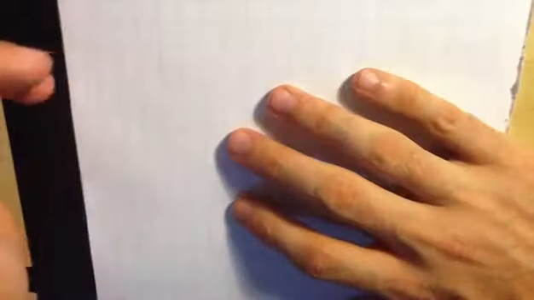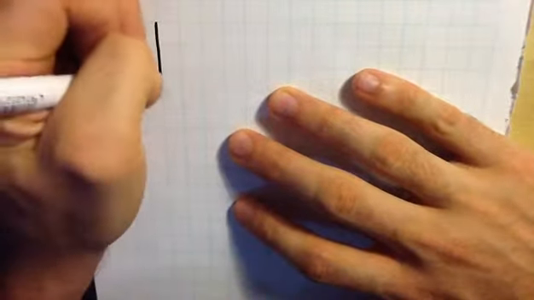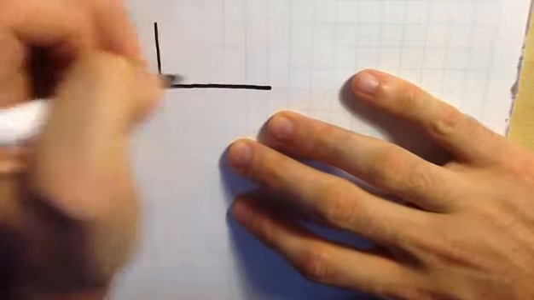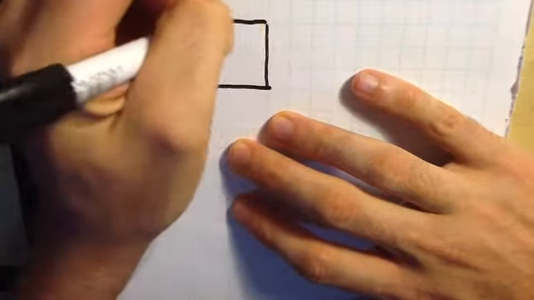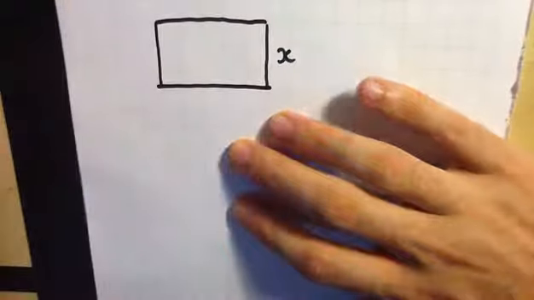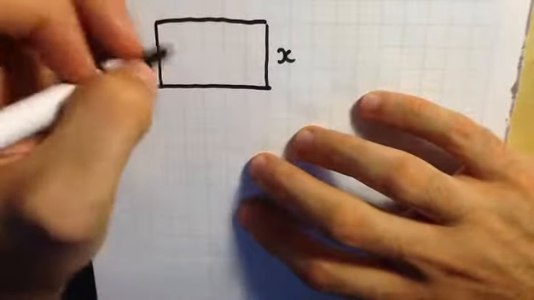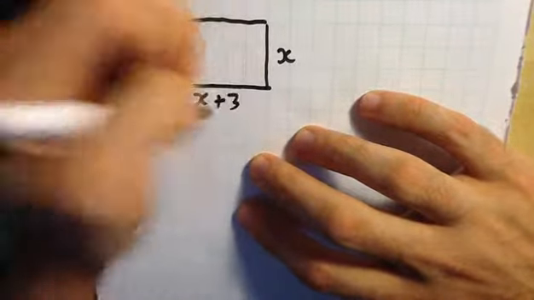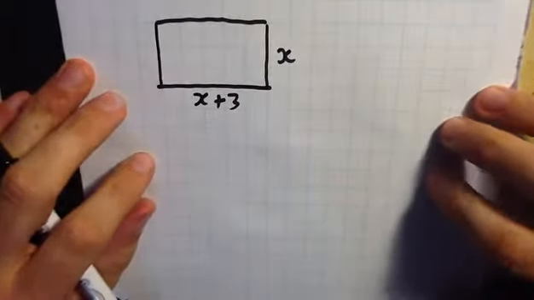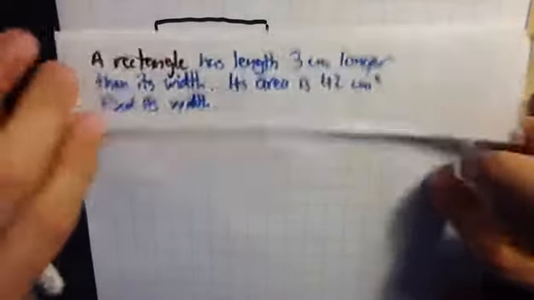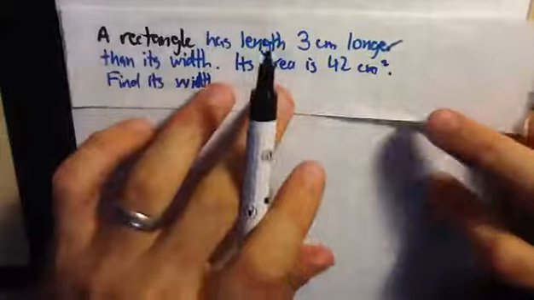So if its length is 3 centimeters longer than its width, then it's a rectangle. I can just come up with this diagram, kind of go, okay, so let's say this is my rectangle. Okay, if its width is x, that's what I'm looking for. It's the unknown. I don't know its width, but I know its length is 3 centimeters longer than its width. Okay? Alright, the other bit of information I was given was that its area is 42 centimeters squared.